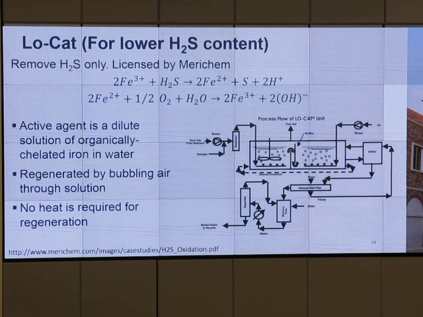Other processes like LOCAT. This LOCAT is licensed by an American company. Okay. So the way it works is it uses chelated iron in water. This is the active agent. It's a dilute solution of organically chelated iron in water. We have this kind of reaction occur. So basically we put acid gas into the solution and we will produce elemental sulfur. What you need to memorize is that LOCAT and Claus process produce elemental sulfur.